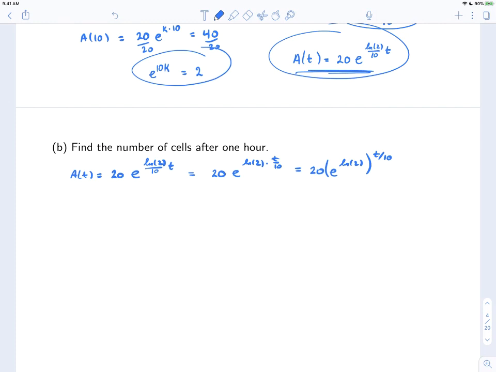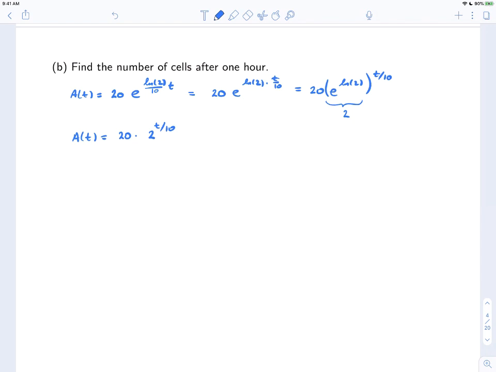So why would this be helpful? Well, first of all, let's verify that we did something we're allowed to do. Here I have an exponential raised to an exponent. So I multiply the exponents together, and that's how I end up with the ln of 2 times t over 10. But the reason I would do this is that e to the ln of 2, using the cancellation rules, is just 2. So that tells me that A at t is equal to 20 times 2 to the t over 10.